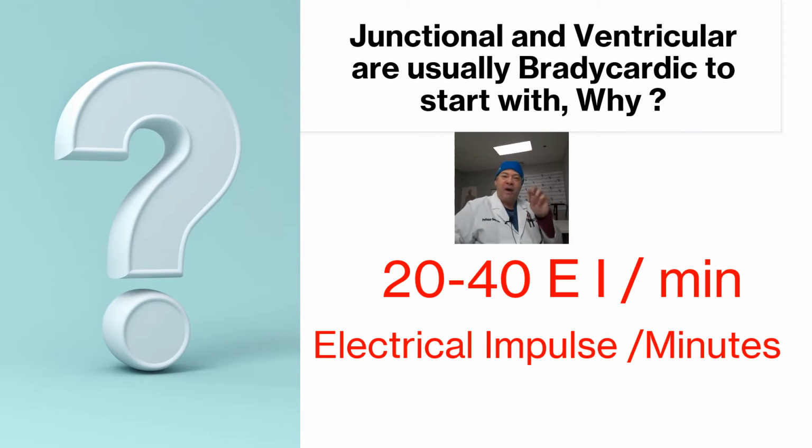So we have three pacemakers in the heart: the SA node, the AV node, and the Purkinje fibers. The SA node sends between 60 to 100 electrical impulses. The AV node normally sends between 40 to 60. The Purkinje fibers normally send between 20 to 40. So every time you see a heart rate of 20 to 40, think of junctional.